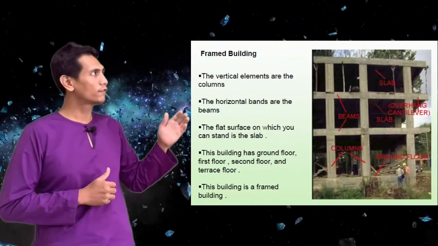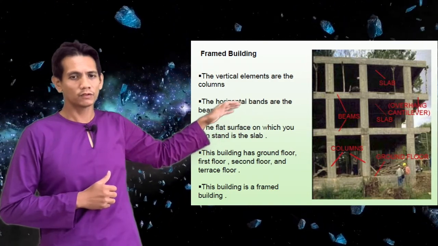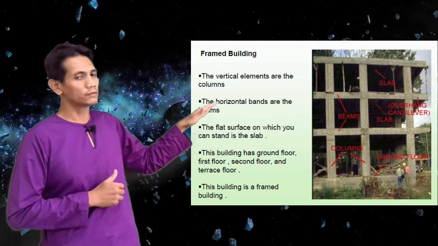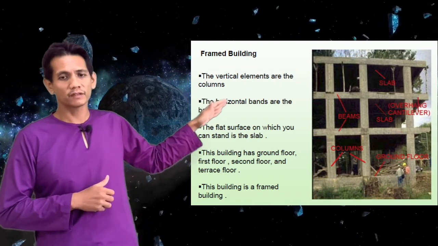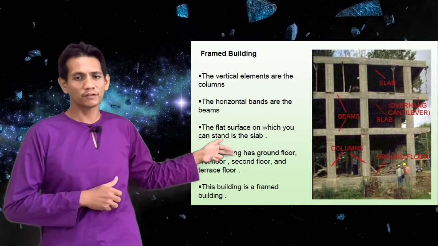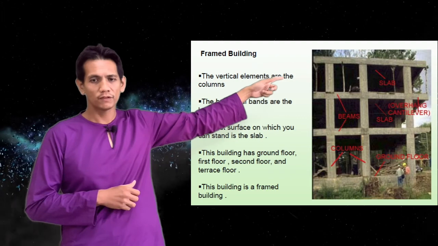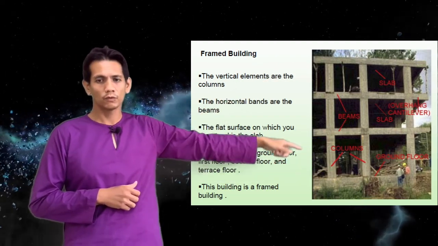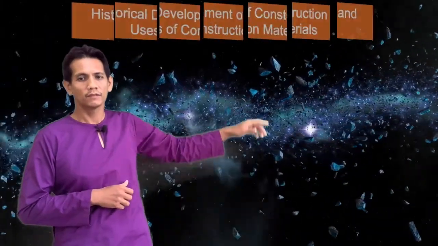So we have a framed building. We have the vertical elements, which we call columns. For the horizontal bed, the beams, and the flat surface on which you can stand is the slab. This building has a ground floor, first floor, second floor and terrace floor, and it is a frame structure. You can see we have a slab, overhanging cantilever, beams, columns, and the ground floor. The load is transferred from the top down to the bottom.